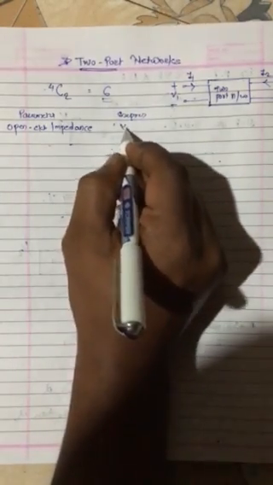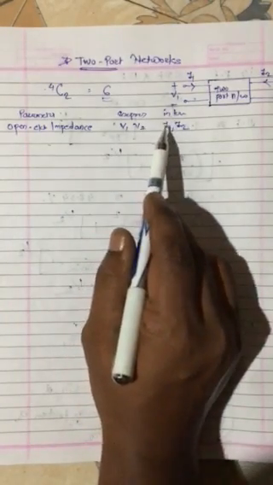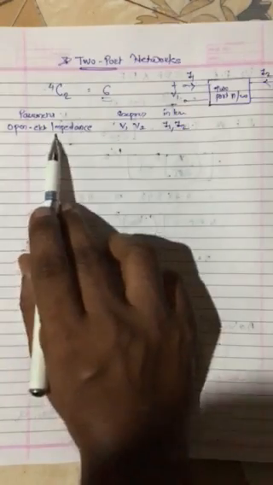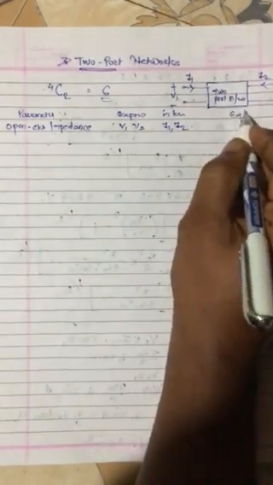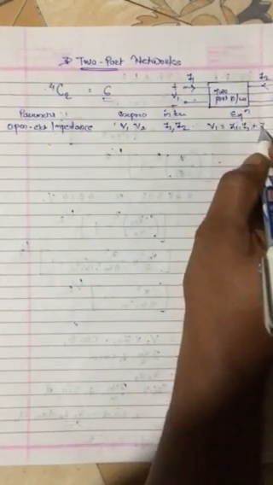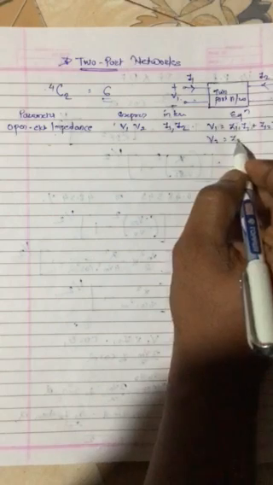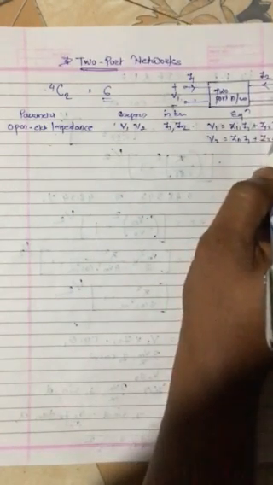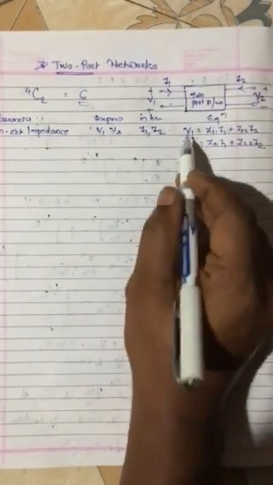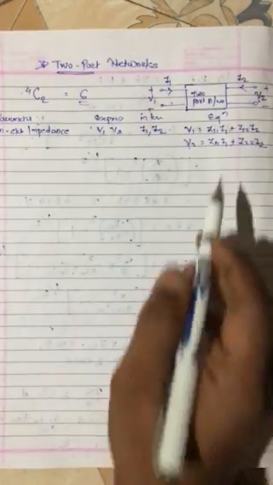It is expressed with V1 and V2 in terms of I1 and I2. So in this, V1 and V2 are expressed in terms of I1 and I2 for open circuit impedance, and its equations are given as V1 equal to Z11 I1 plus Z12 I2, and V2 equal to Z21 I1 plus Z22 I2. So we can see that V1 and V2 are expressed in terms of I1 and I2 here. Z is an impedance.